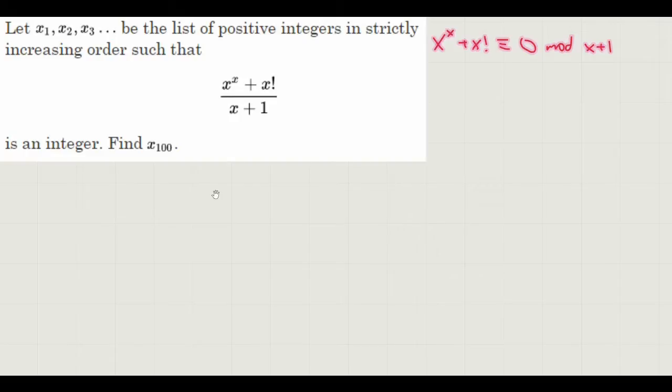So let's first look at x^x. First of all, we know that x is congruent to -1 mod x + 1. Therefore, x^x is congruent to (-1)^x mod x + 1. This means that when x is even, x^x is congruent to 1 mod x + 1, and when x is odd, x^x is congruent to -1 mod x + 1. So now let's look at the second part, x factorial.